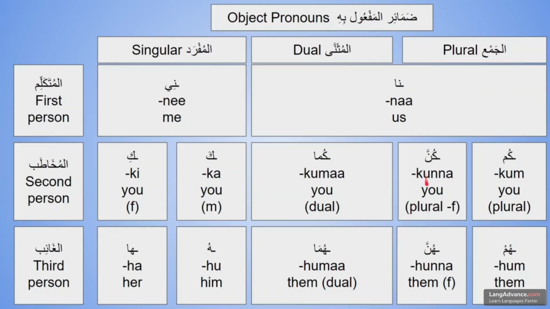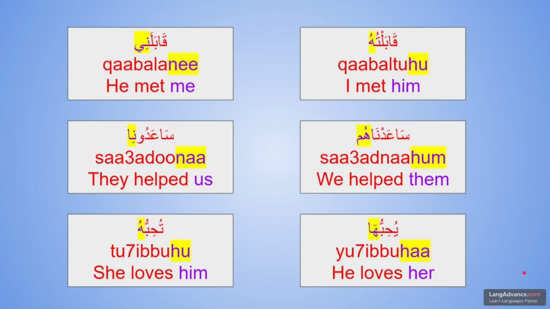And then for the plural female, it's قابلهن. He met them. And for the plural male, it's قابلهم. So this is how we say he met them. And so هم here is the suffix for plural third person. So let's see some examples here.